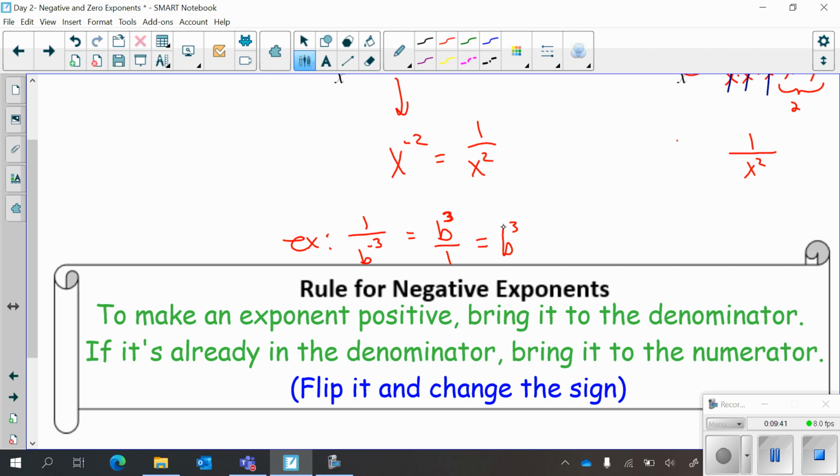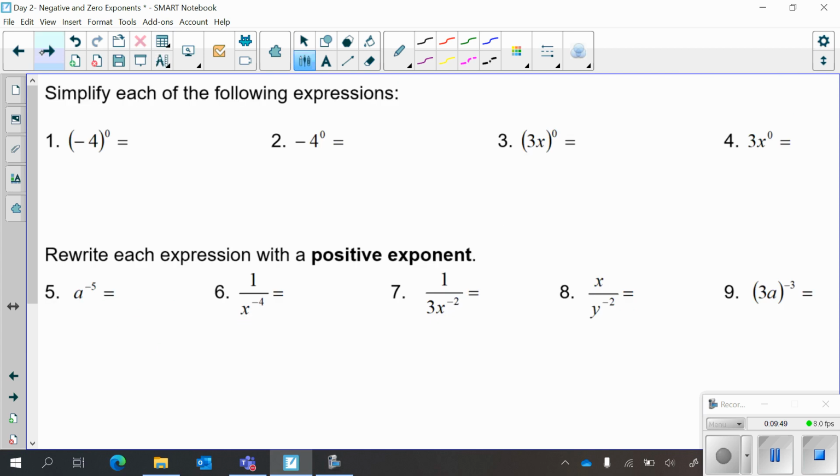This one people don't tend to like that much. We will practice it. Pause the video if you need more time to copy this. So the first 4 expressions are going to work with your 0 power rule. And it's important to identify the base and the coefficient. So your base versus your coefficient.